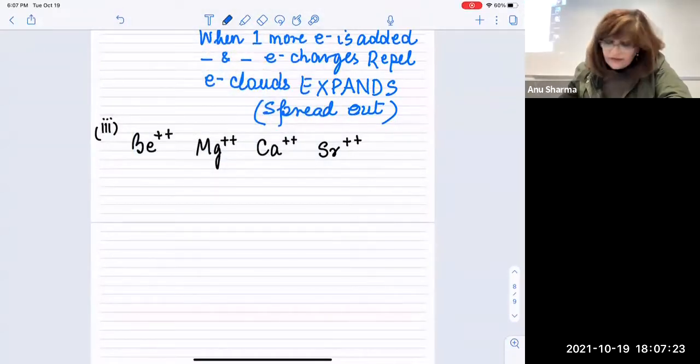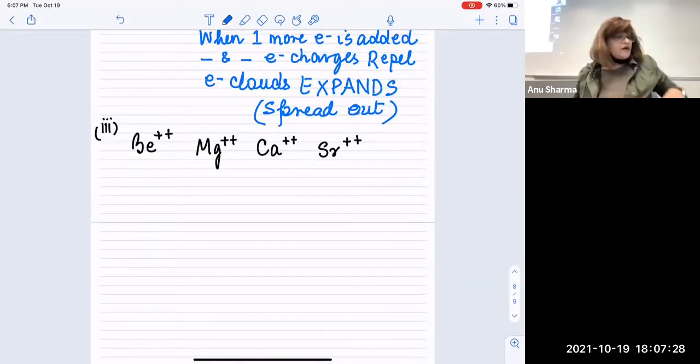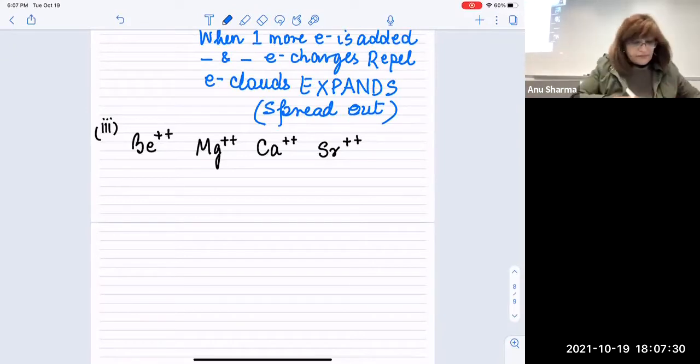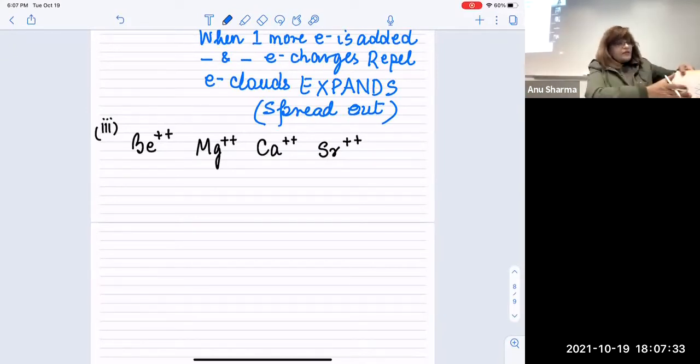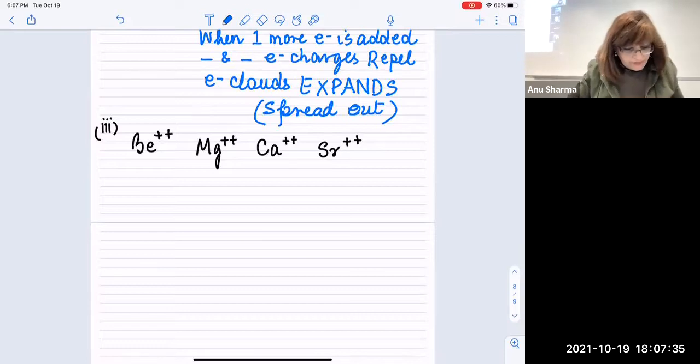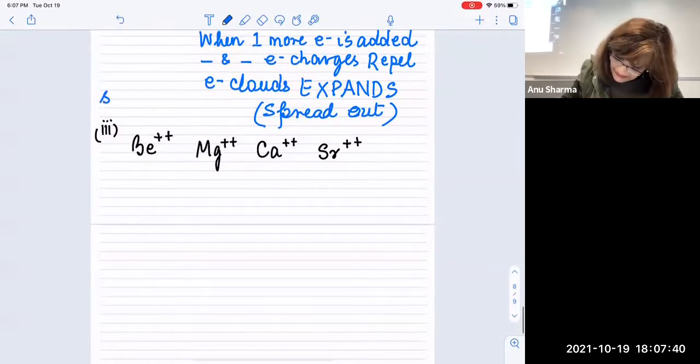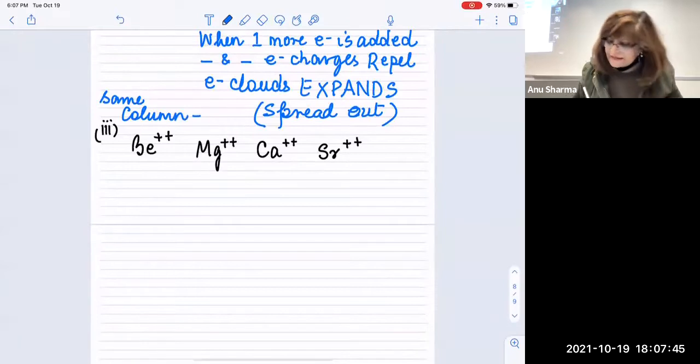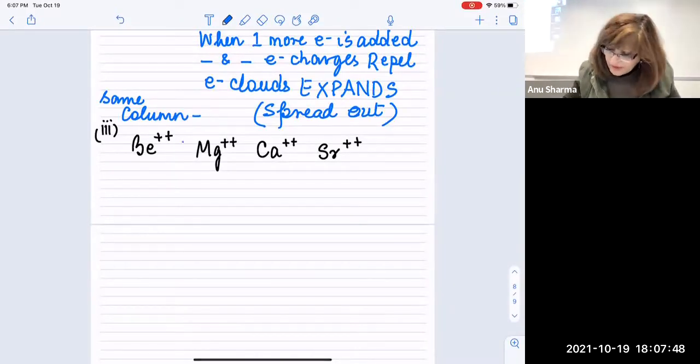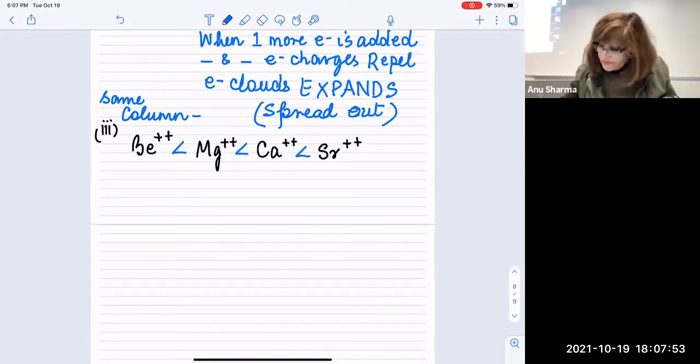Strontium. So here, these are in the same... beryllium. So you have beryllium, then comes magnesium, calcium, strontium. So this is in the same column. Okay, same column. Beryllium will have the smallest, then magnesium, because strontium, remember that it's in the same column, has more energy levels.